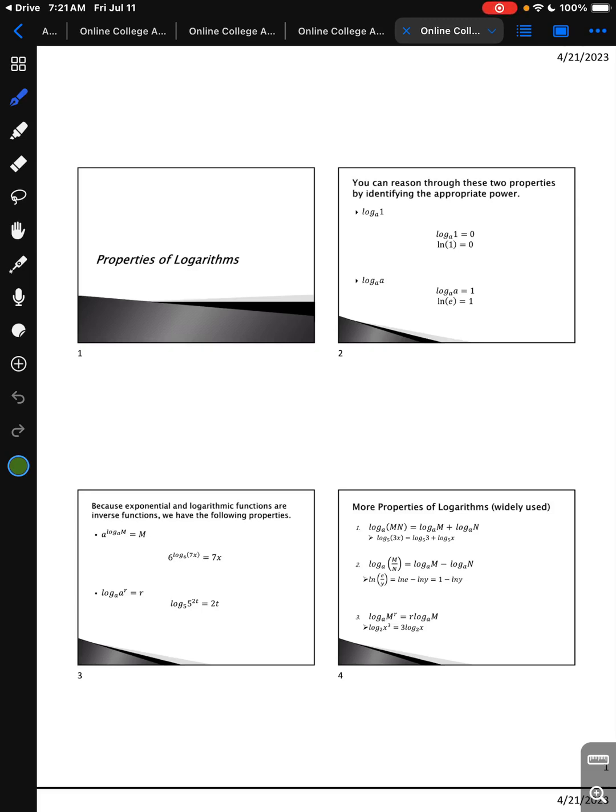This time we're going to talk a little bit about properties of logarithms. So let's get started with this. Here's our first slide.